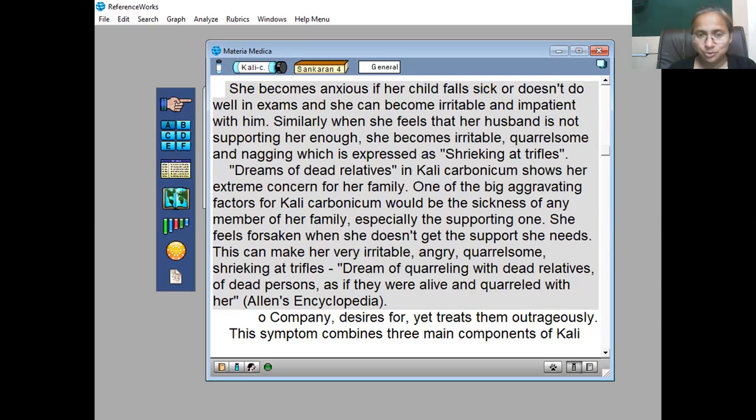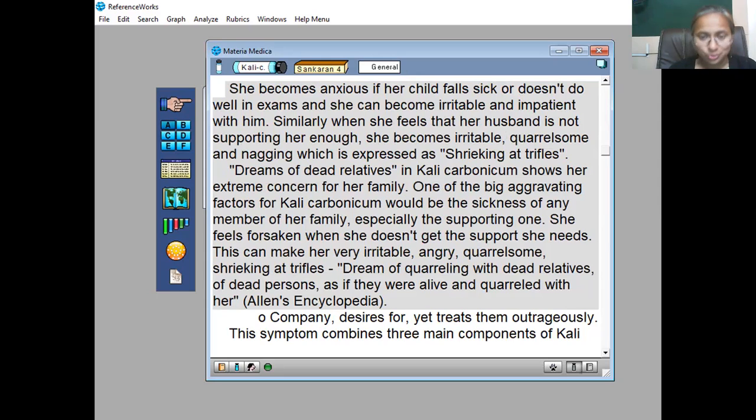Kali carb shows extreme concern for her family. One of the big aggravating factors for Kali carb would be sickness of a member of her family, especially the supporting one. She feels forsaken when she doesn't get the support she needs, and this can make her very irritable, angry, quarrelsome, and shrieking.